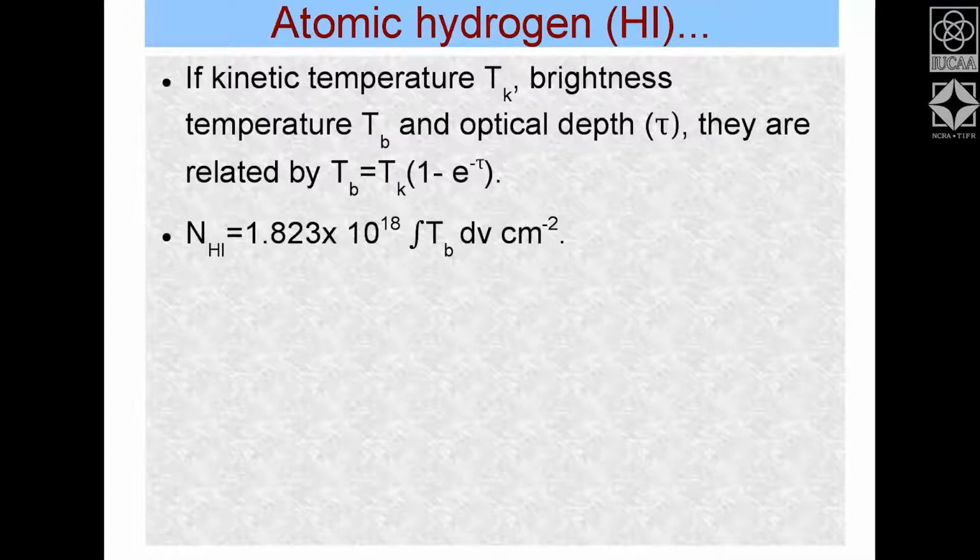It can also be shown that for atomic hydrogen, the column density, which we call NHI, is equal to 1.8 into 10 to the power 18 times the integral of Tb dV per cm square. So that is the brightness temperature times the velocity interval, and you are doing an integration over that.